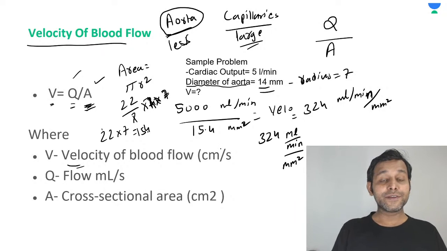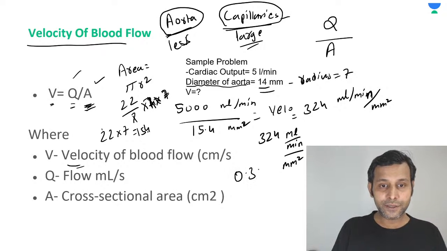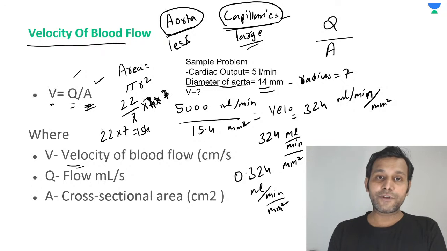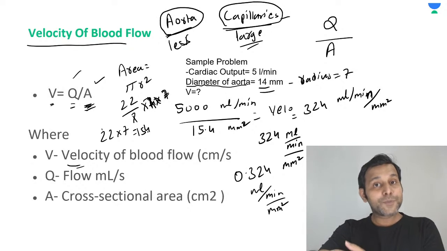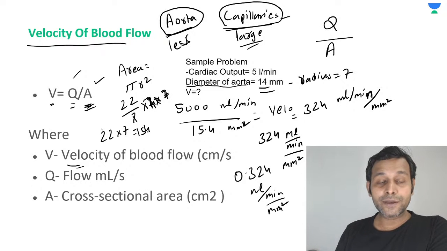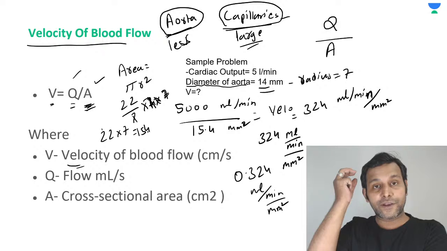So 324 ml per minute per millimeter square is the velocity of blood flow through aorta. For capillaries it is 1000 times less. Means if you go for capillaries, it is something like 0.324 ml per minute per millimeter square. Means for aorta it is 300, for capillaries it is 0.3. This is the way you can easily remember, or once you solve it, the concept gets fixed in your mind.